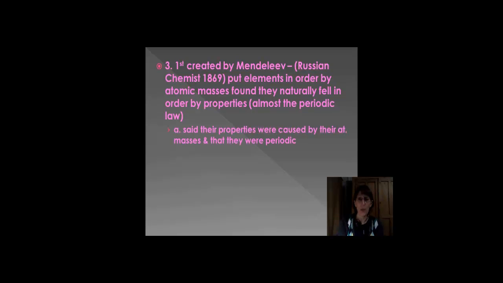He said their properties were caused by their atomic masses or their mass numbers, and that they were periodic, which means that you could see a trend happening, and then it would start all over, kind of like when we have first period, second period, third period, fourth period, through 8th period. And the next day you start it all over again. First, second, third, fourth, fifth, sixth, seventh, eighth, and you start it all over again the next day.